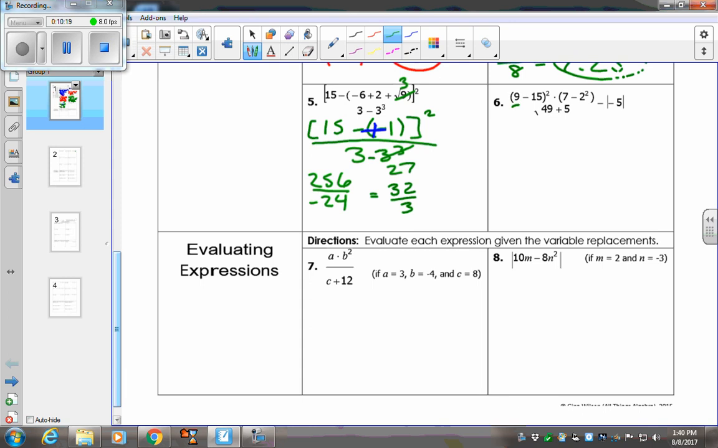Number 6. Doing it under a fraction again. 9 minus 15 gives me, what is 9 minus 15? Negative 6. So that's going to be negative 6 squared. What is 7 minus 2? Oh, I'm sorry, that's 2 squared. What's 2 squared? 4. What is 7 minus 4? 3. So I'm going to have negative 6 times 3 minus the absolute value of negative 5 divided by, is that the square root of 49?